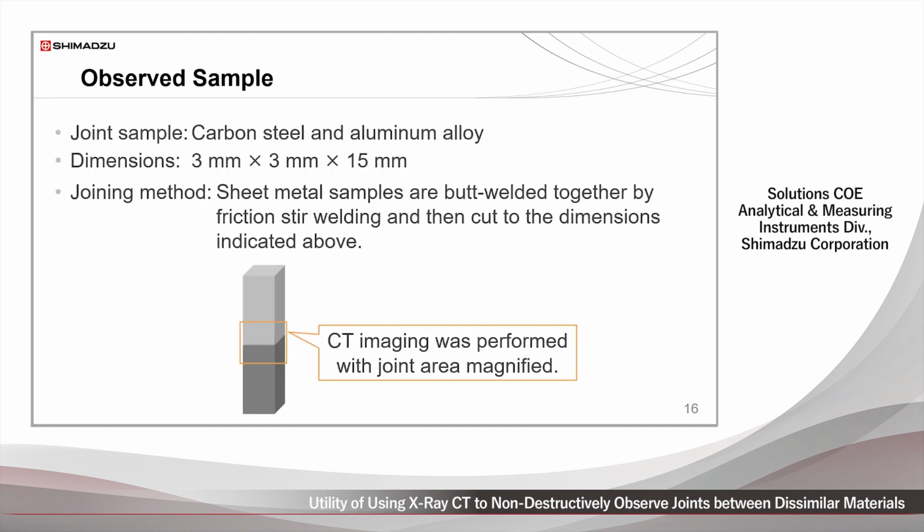Observation samples were prepared by butting the edges of two different pieces of metal sheet, friction stir welding them together by applying the tool pressure from the aluminum alloy side, and then cutting the sample into strips, as shown. CT imaging focused on the area near the joint surface, with a portion of the image magnified in the same manner as in example 1.